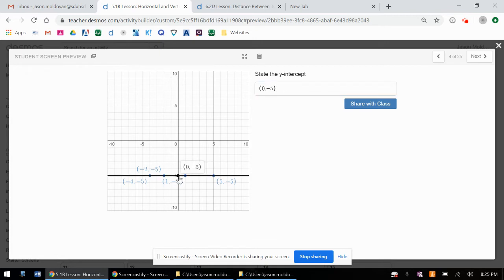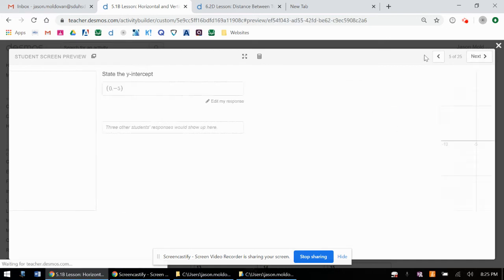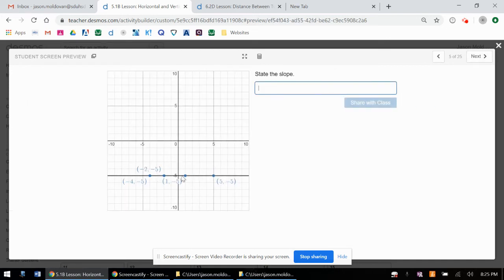In some of these graphs, you'll be able to click on an intercept. You can drag on it, but that one will stay, and that will tell you that this is an important part of the line. We'll click share with class. And then next, the slope. If we think back to the slope birdhouse in our conversations about slope, this was zero slope. We'll click share with class.